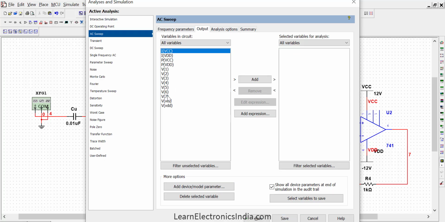In the output section, we'll select the output of the second op-amp. In this case, it's V7. And press run to see the graph.